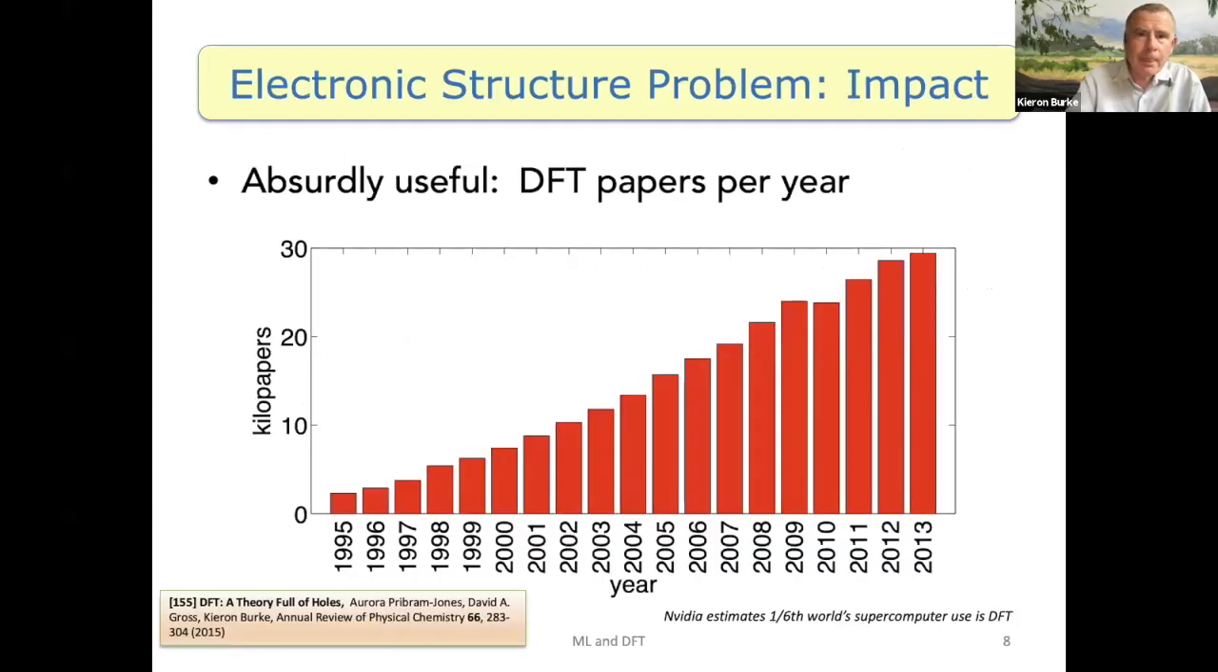Okay. But an important point is that this scheme has become absurdly useful, right? This is from a review already 7 years old, but showing how many thousands of papers at that time each year were using Kohn-Sham DFT. And I estimate that it's at least over 40,000 by now.